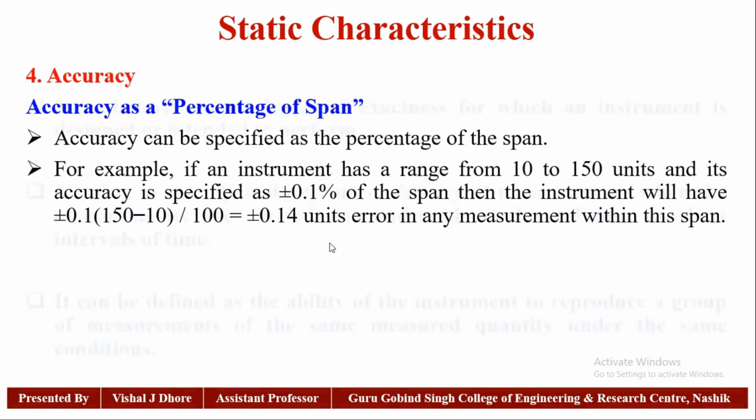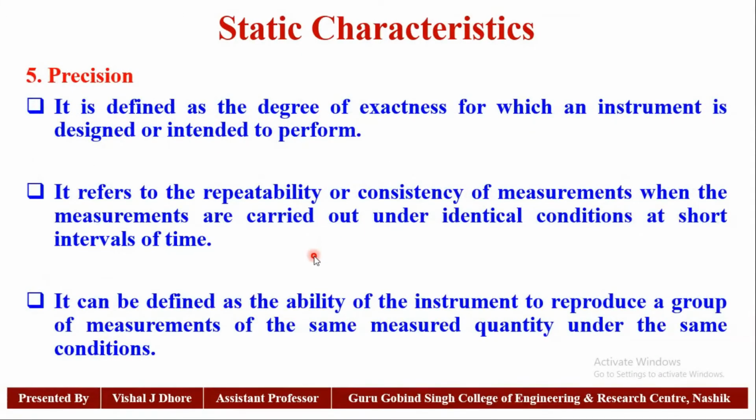The next characteristic is precision. It is defined as the degree of exactness for which an instrument is designed or intended to perform. It refers to the repeatability or consistency of measurements when the measurements are carried out under identical conditions at short intervals of time. It can be defined as the ability of the instrument to reproduce a group of measurements of the same measured quantity under the same conditions.